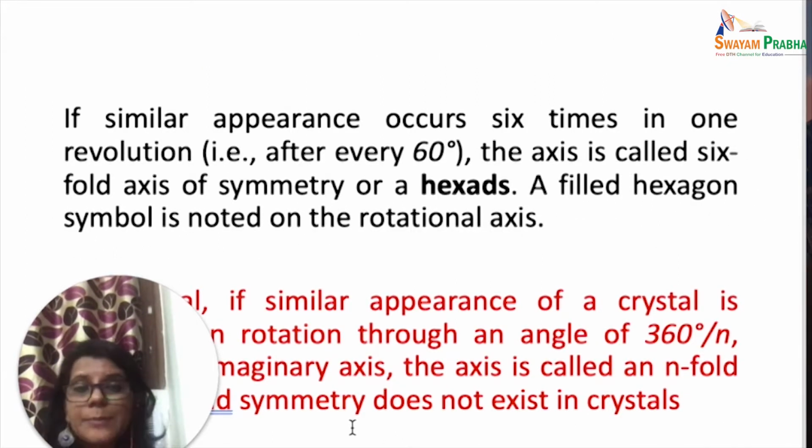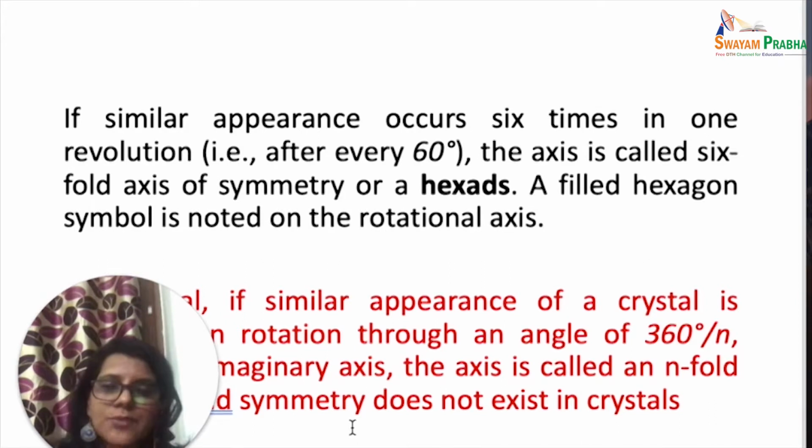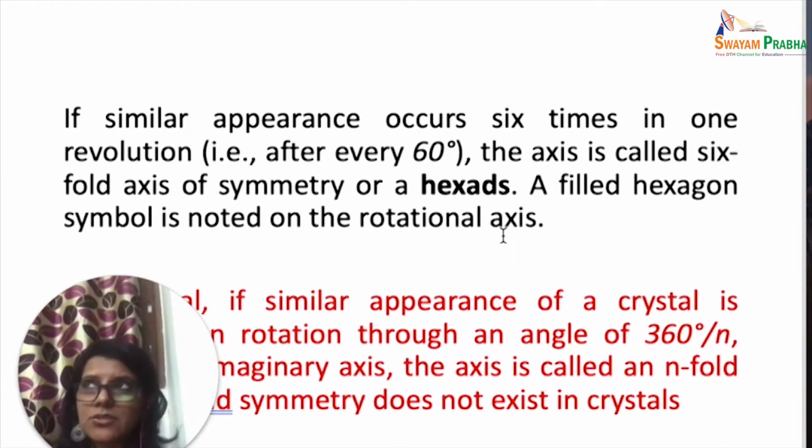If a similar appearance occurs 6 times in one revolution, as in a hexagon, so just imagine a hexagon or a benzene ring, you will get the same identical structure if I give it a 60-degree rotation. Or in one revolution of 360 degrees, I will get the same structure 6 times. Then the structure is said to have a sixfold axis of symmetry or a hexad.